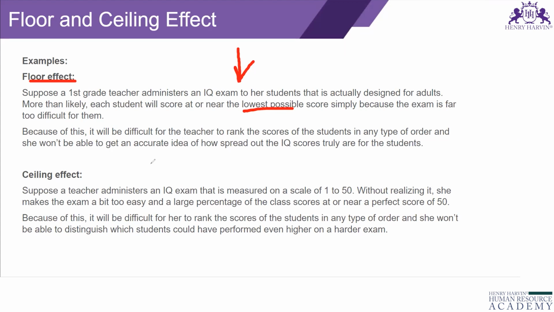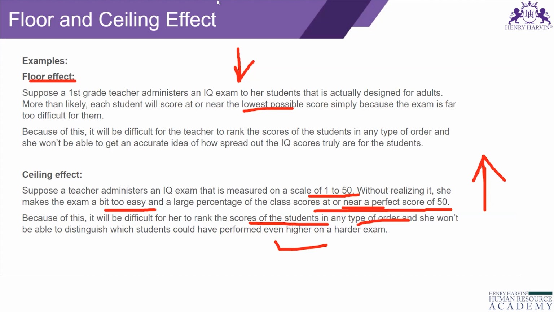Now, the reverse of this: suppose a teacher administers an IQ exam that is measured on a scale of 1 to 50. Without realizing it, she makes the exam a bit too easy, right? If such a thing happens, then what will happen? Everyone will score at or near a perfect score of 50. Because of this, it will be difficult for her to rank the scores of the students in any type of order. So what's happening here? Ceiling, right? So the ranks are getting up, the scores are getting up. Why? Because the test was too easy.